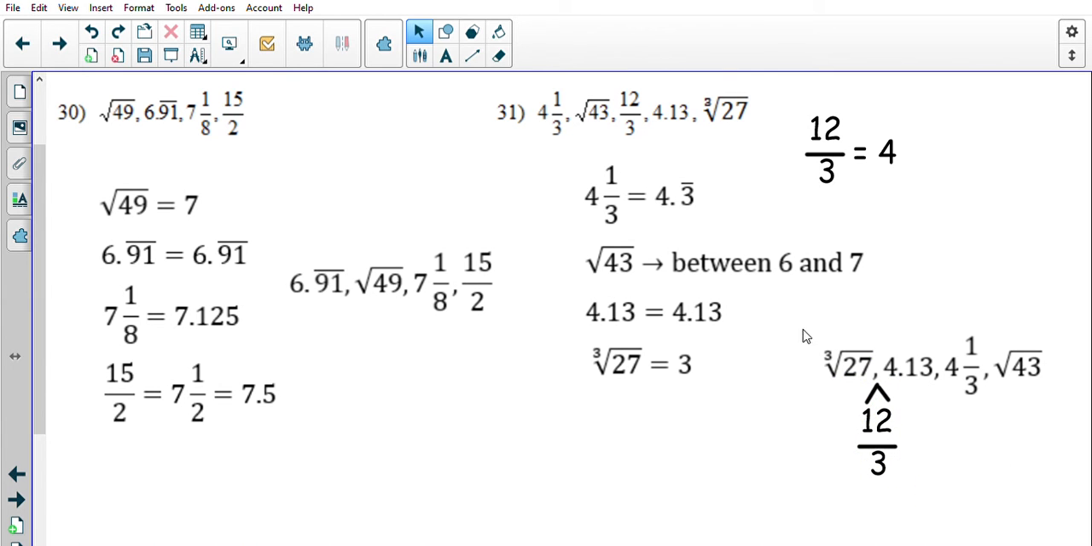So my smallest again is the cube root of 27, which is 3. Up next would be the number 4, which is 12 thirds. Then we would have 4.13, followed by 4 1/3. They are not equal to each other because, again, 4 1/3 is 4.3 repeating. And then clearly the square root of 43 is going to be the largest since it's between 6 and 7. So again, cube root of 27, 12 thirds, which I neglected, 4.13, 4 1/3, and the square root of 43.